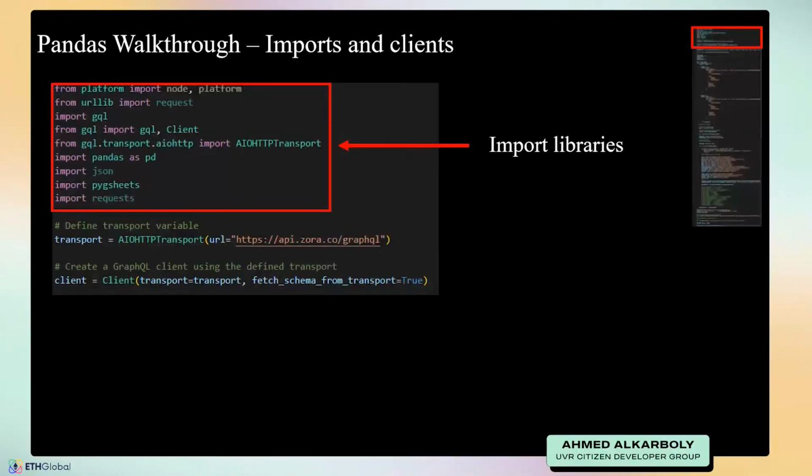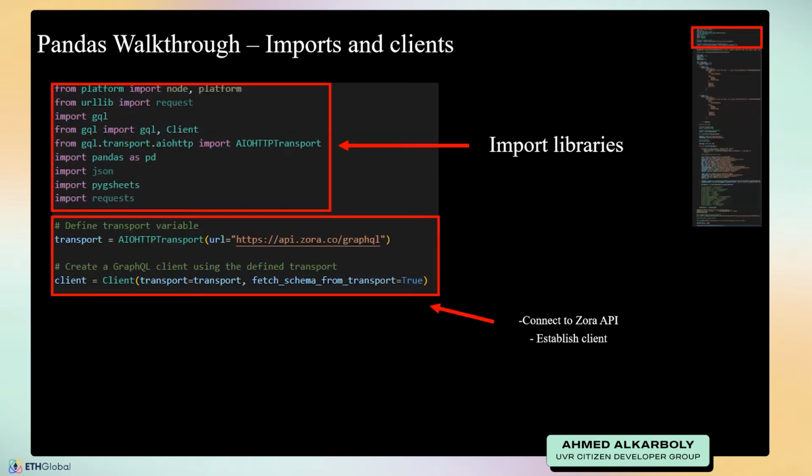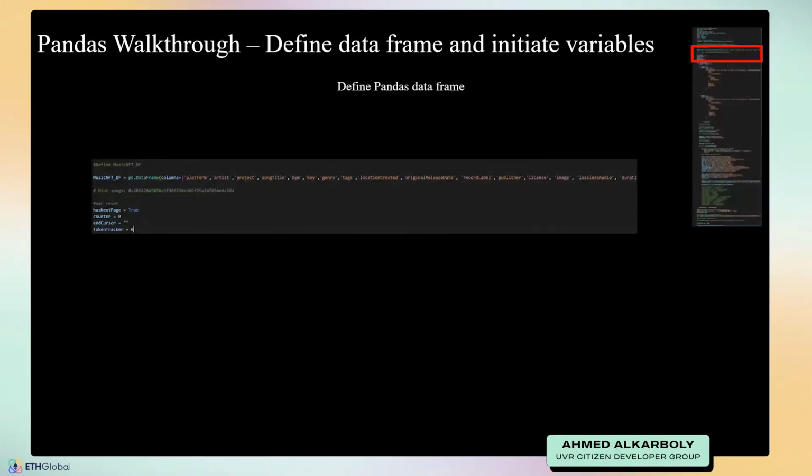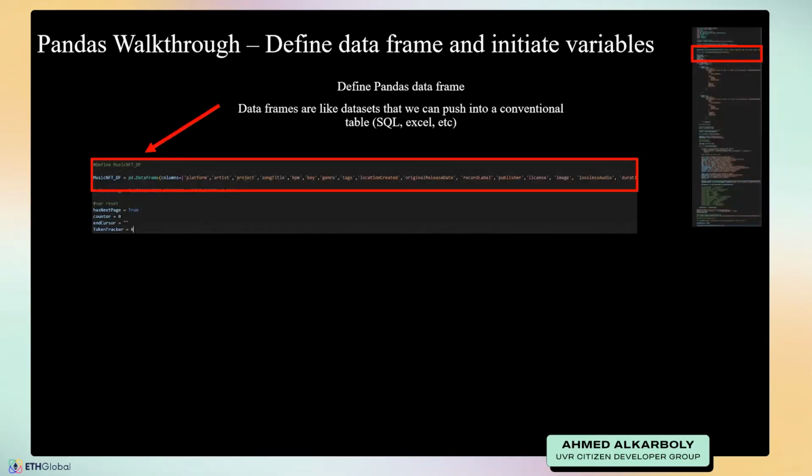So what you want to do is import your libraries. You're going to want to connect to the Zora API and establish a client. You're going to define a Pandas data frame. What a data frame is, think about it like a data set. You're just saying, I want to define these columns in the data set, and then you're going to later push rows into that data set.